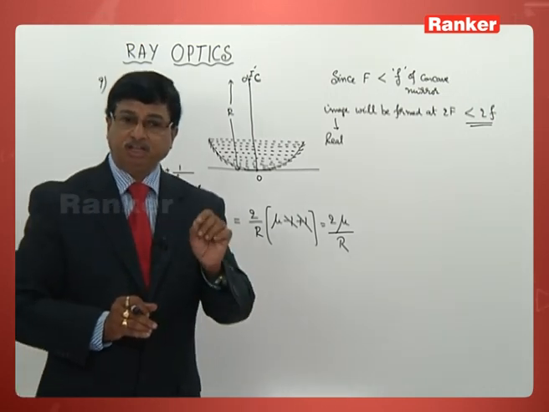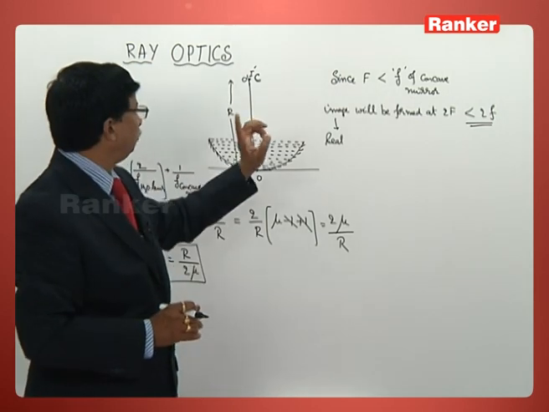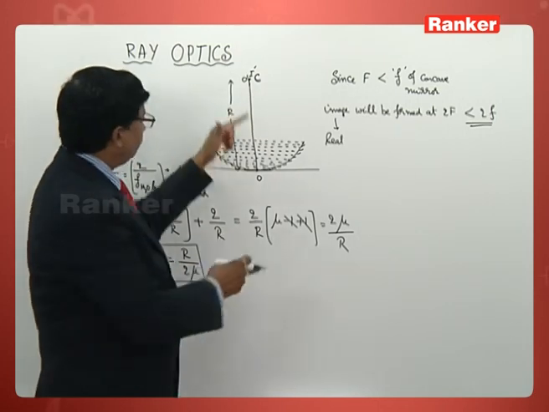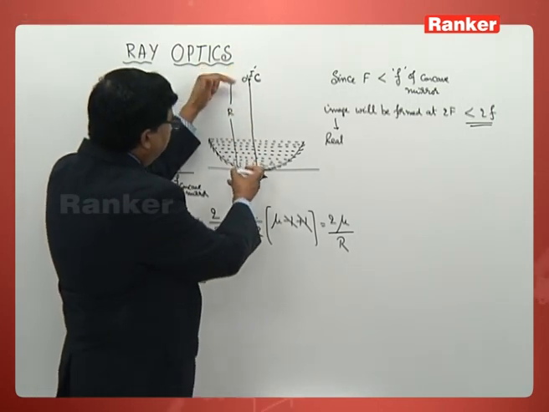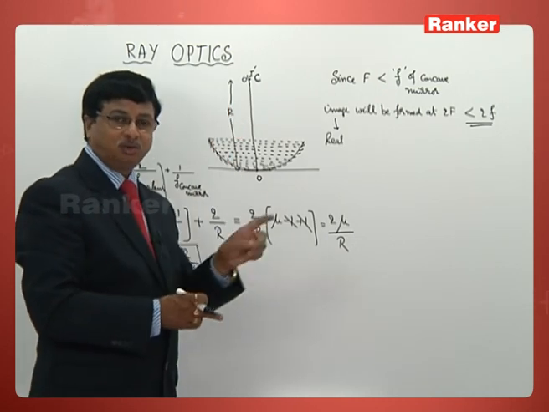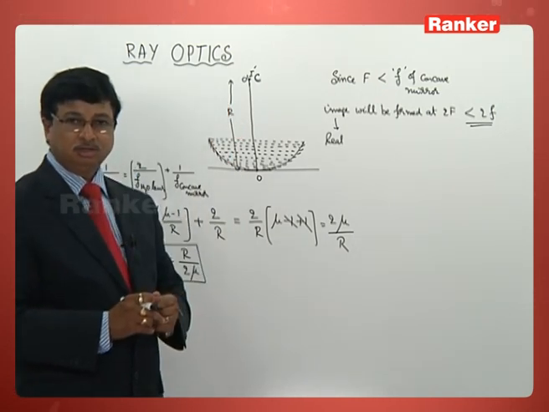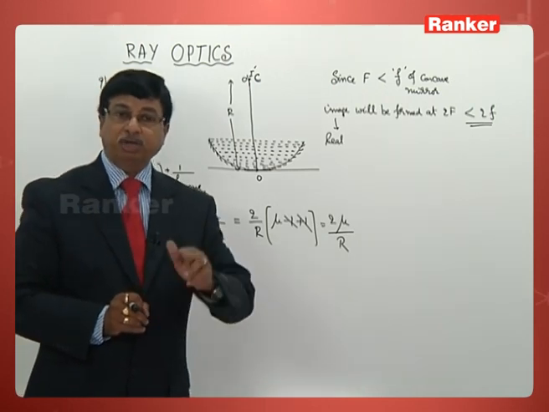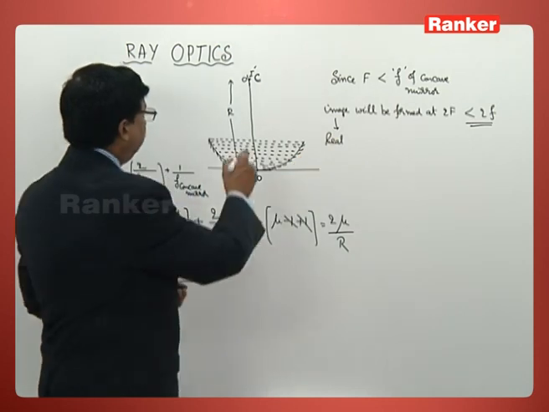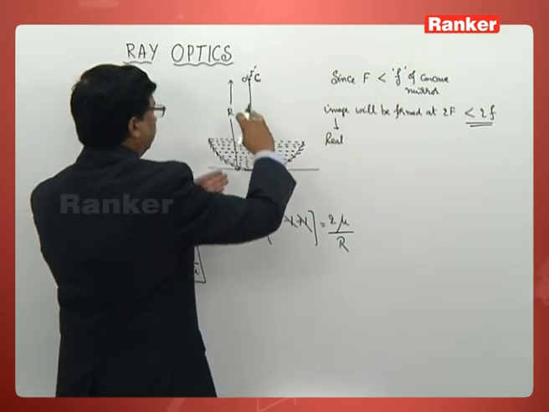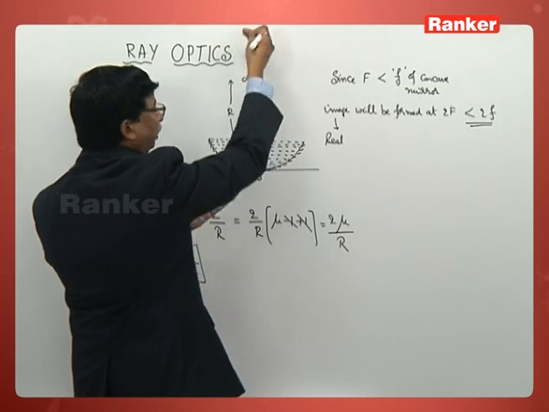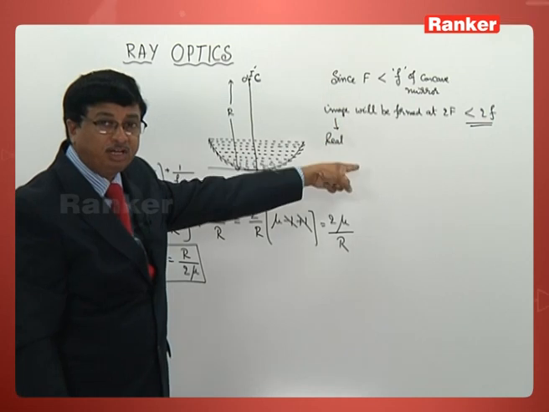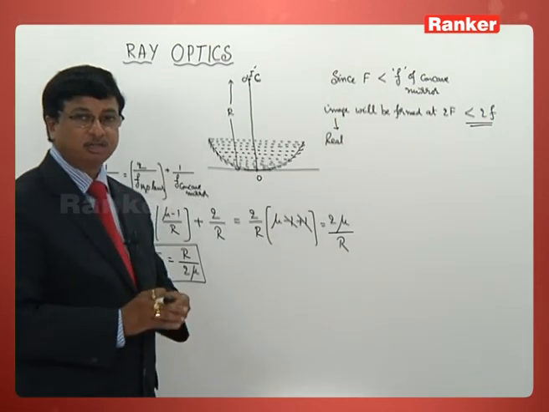First option, if you look at it, real and will remain at C, no chance. The image will definitely be less than that point. That means the distance between these two will not be this much. It will be less than it. So, the first option is not correct. Second option, real and located at a point between C and infinity. This is C, infinity somewhere. That means the image should be formed beyond C. That's not possible. I have already told you it should be well within C. So, the second option is not correct.